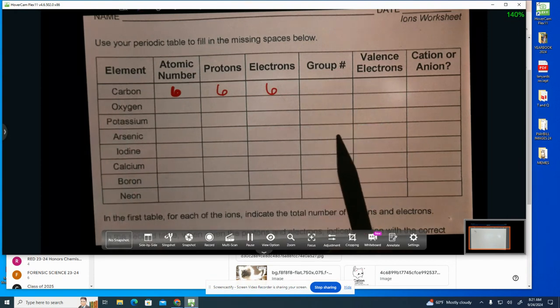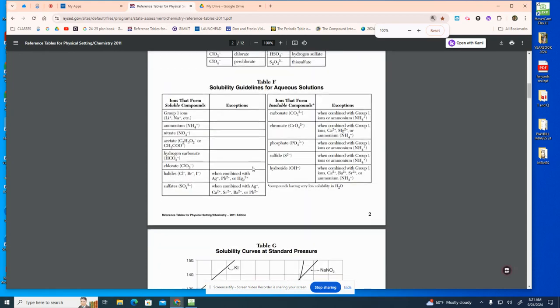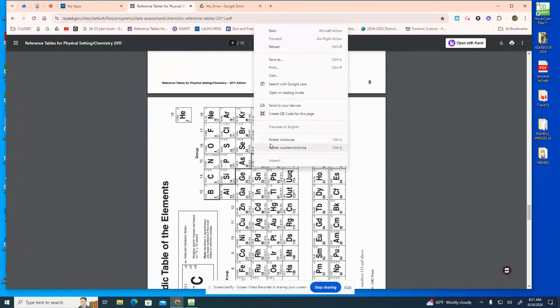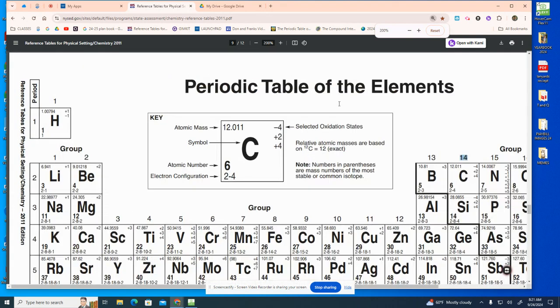What group number is it in? Okay, so when you're looking at your periodic table, let me see if I can find my periodic table again. Where'd it go? There it is. Yeah, it should be group 14. The group numbers are up on top, so it's right here, group 14. I just want to show you.